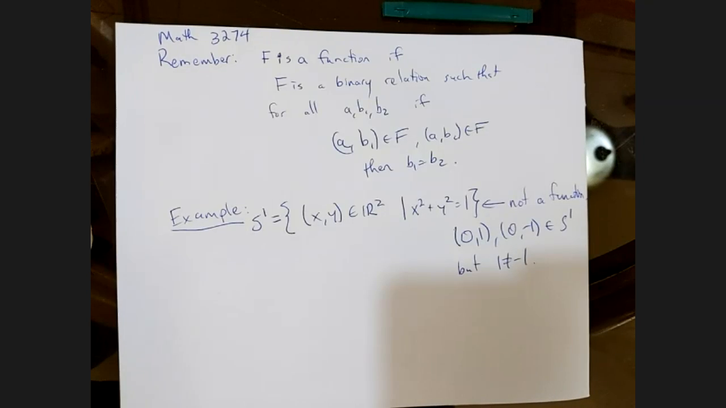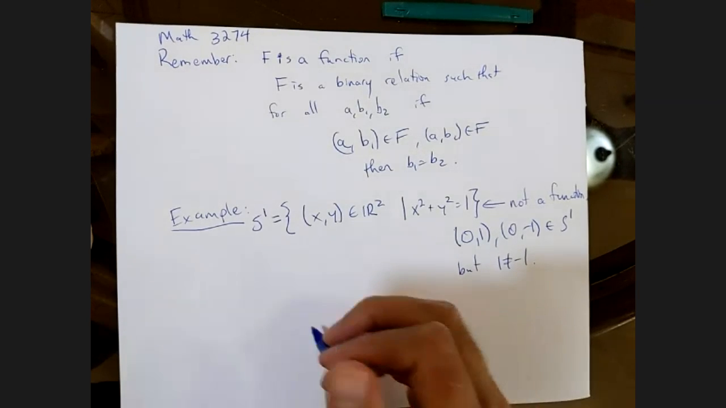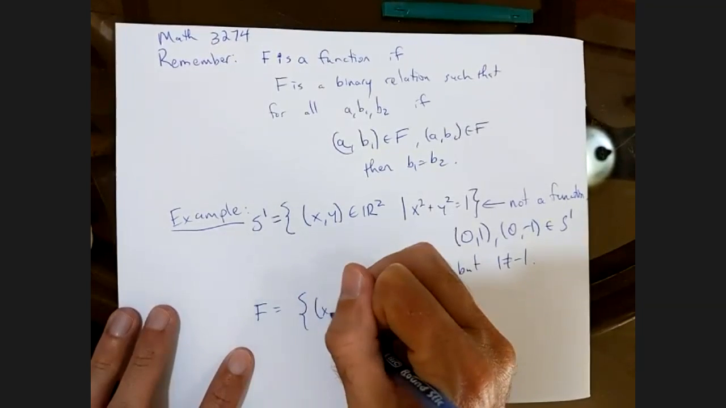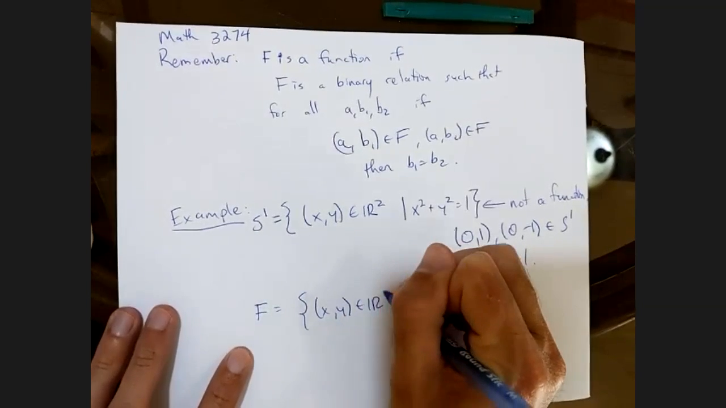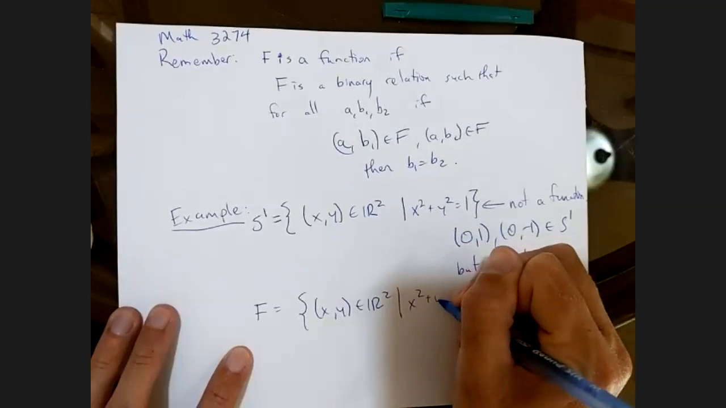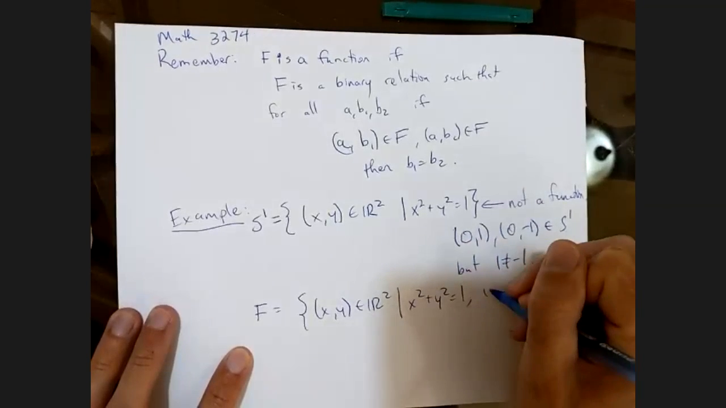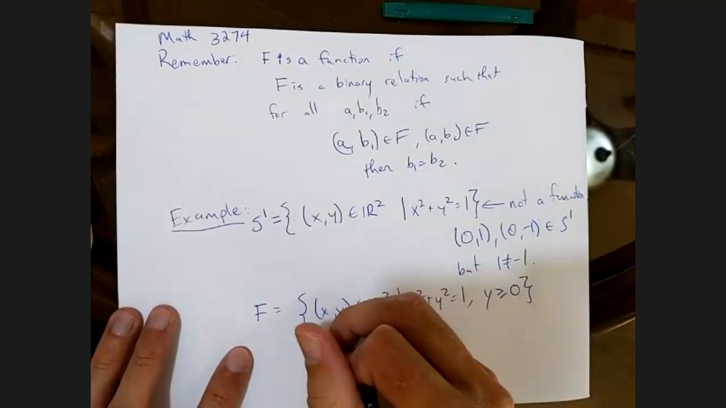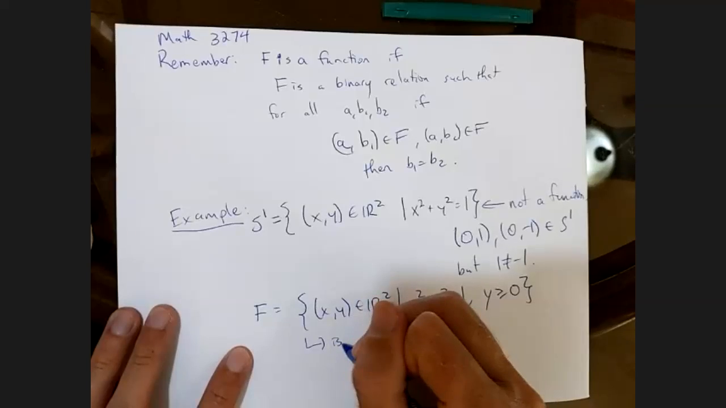But we can fix it. We can define f to be the (x, y) in R2 such that x squared plus y squared equals 1, and y is greater than or equal to 0. Then we do get a function. This is a function.